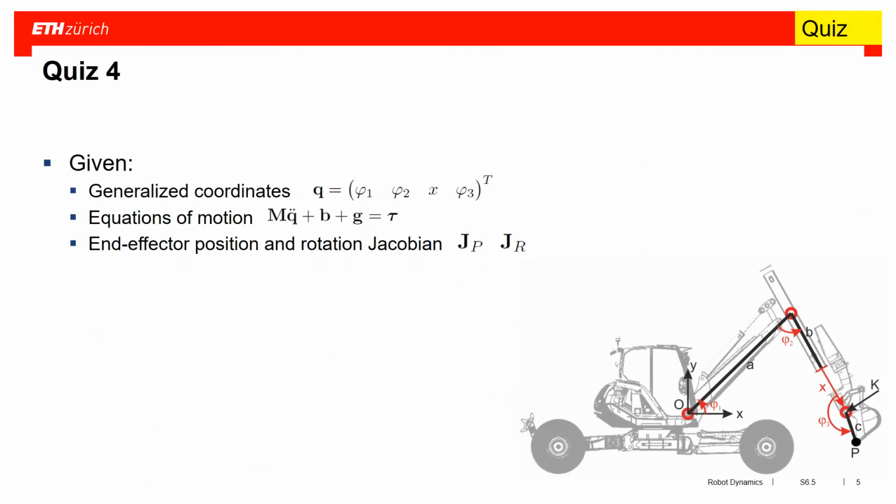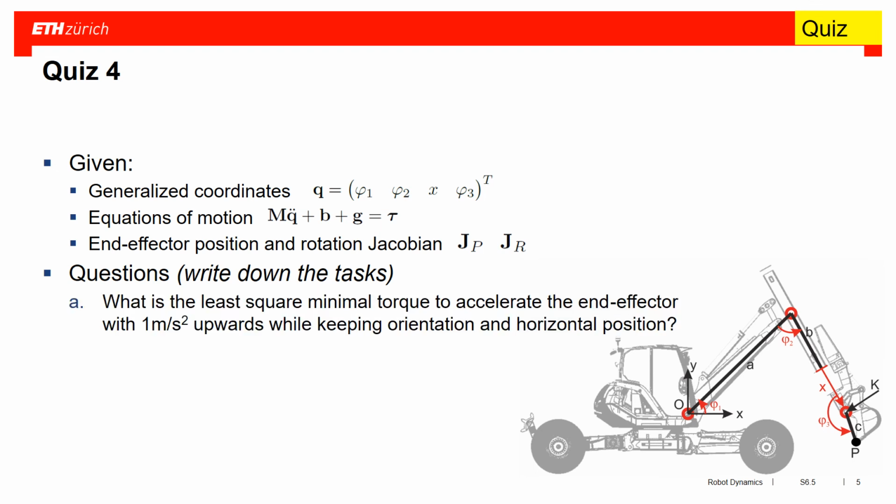So with this, we go back to the same quiz we looked at before. Again, given q, given the equations of motion, and given the end effector position and rotation Jacobians, we have a couple of questions for you to solve. You don't have to really write down the solution. All you want to see is that you write down the correct formulation. So the first goal we want you to achieve: what is the least square minimal torque to accelerate the end effector with 1 meter per second squared upwards while keeping orientation in horizontal position? Again, this means we want the phi double dot and the x double dot at the end effector to stay 0.